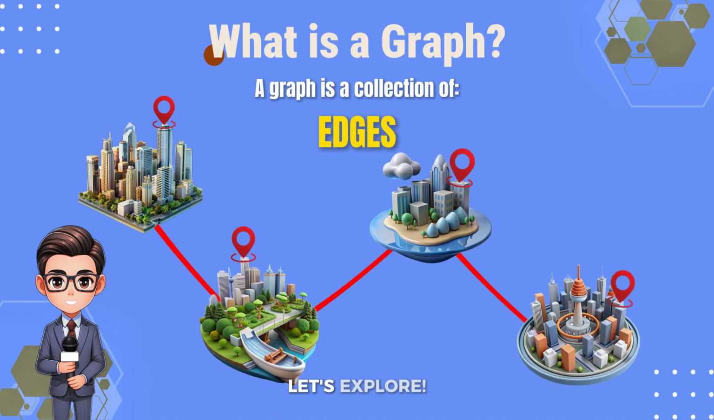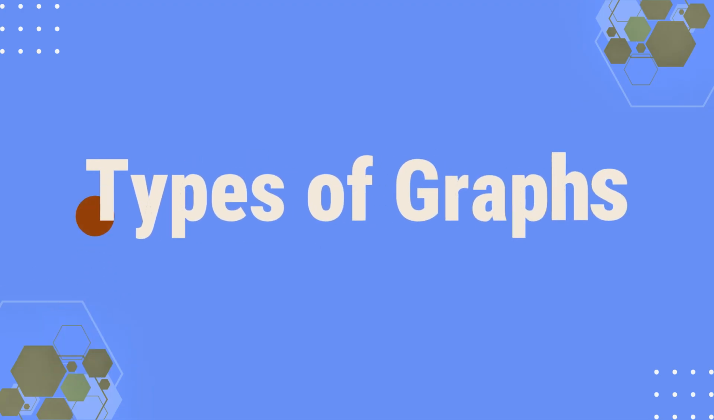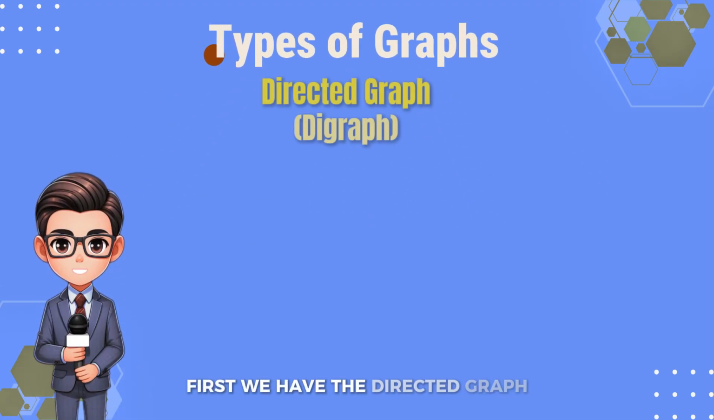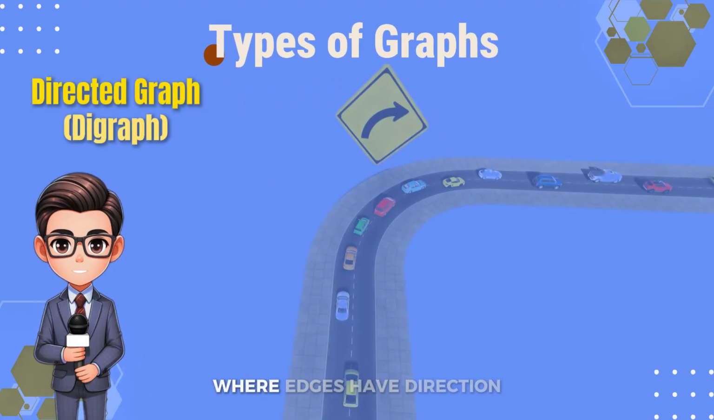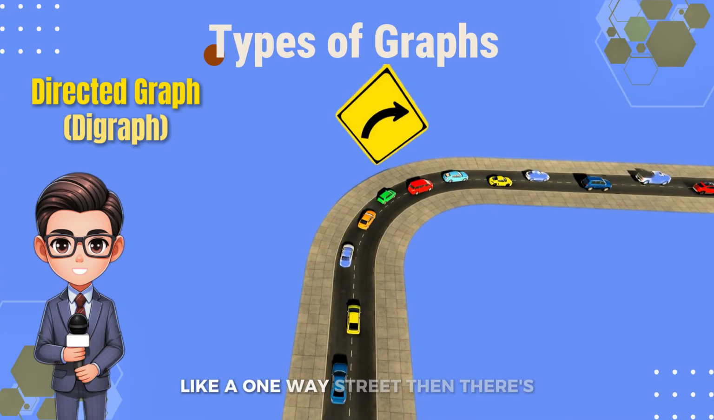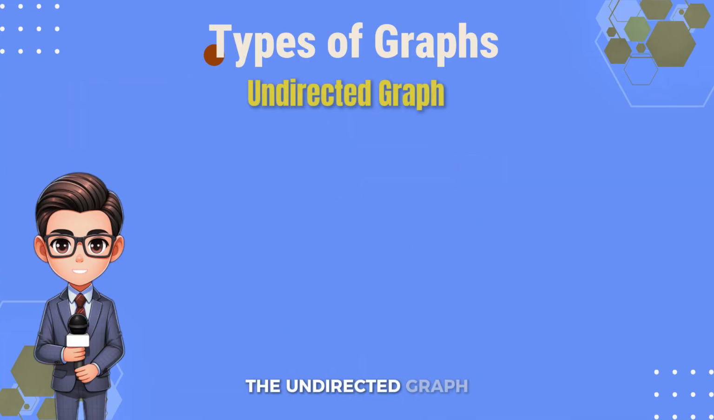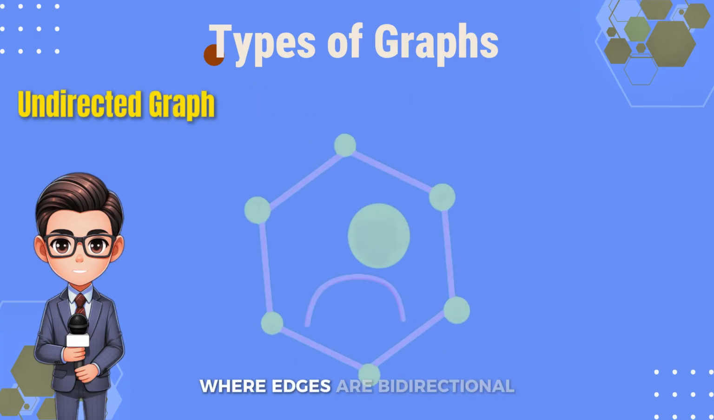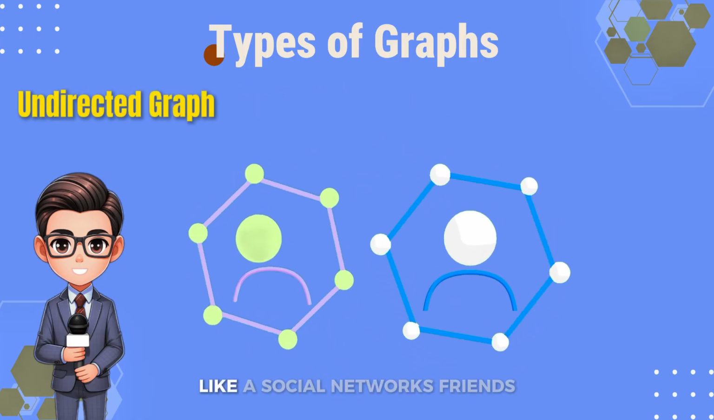Let's explore types of graphs. First, we have the directed graph, or digraph, where edges have direction, like a one-way street. Then, there's the undirected graph, where edges are bidirectional, like a social network's friends.